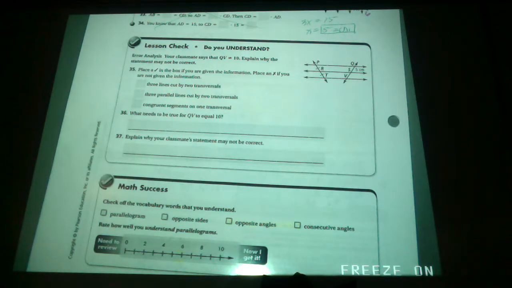So share your thoughts with those around you regarding what they're giving you. Lines can be cut by transversals that are not parallel. The pictures look identical, but the only thing that they haven't told you is what?